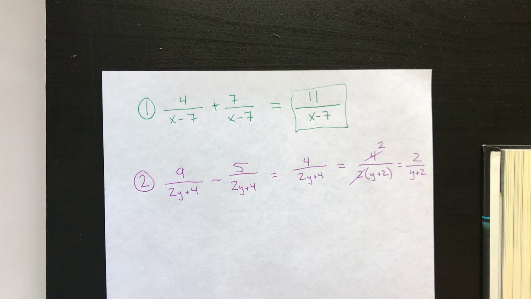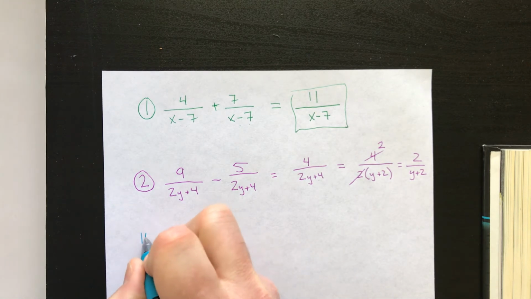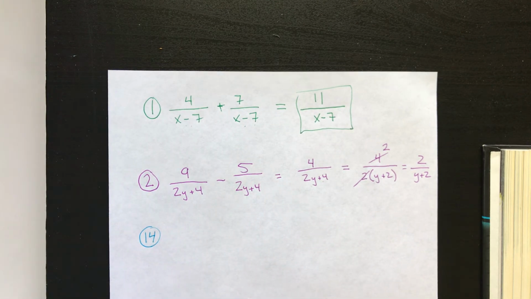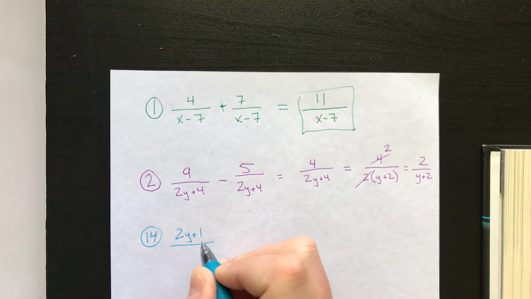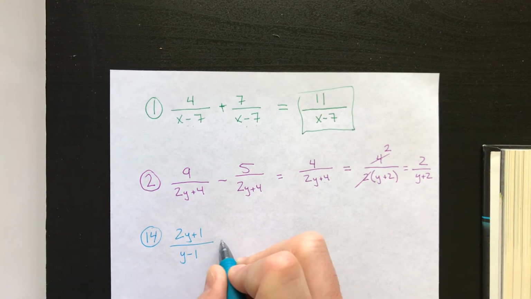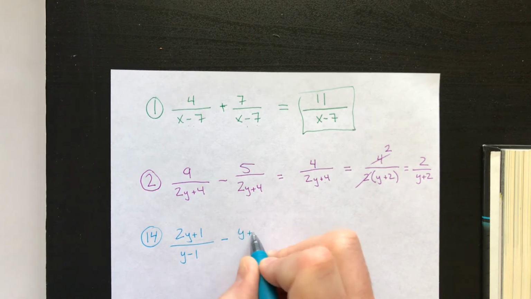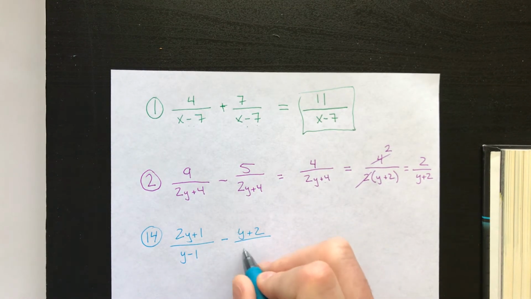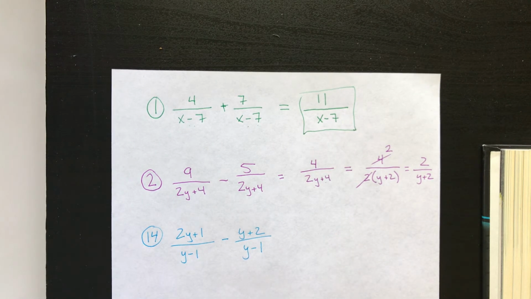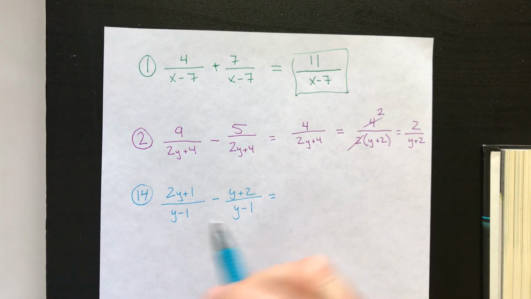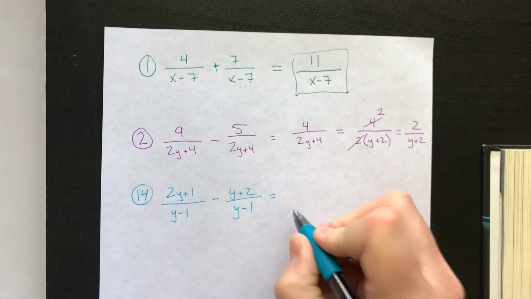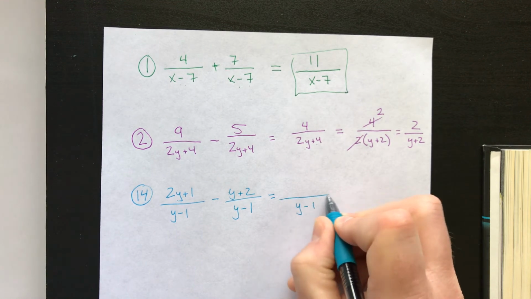And actually, I want to do problem number 14 as well. So problem number 14 on the same page, it says 2y plus 1 all over y minus 1, and we are subtracting y plus 2 all over y minus 1. So once again, we have a common denominator. Our common denominator is y minus 1. That's not going to change.